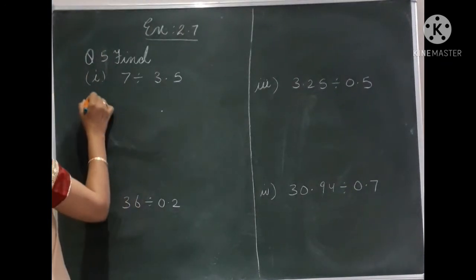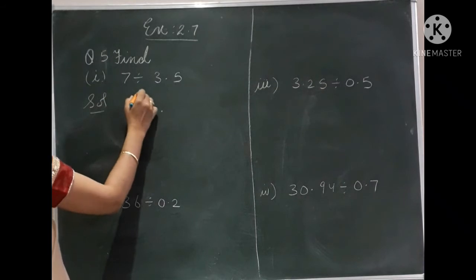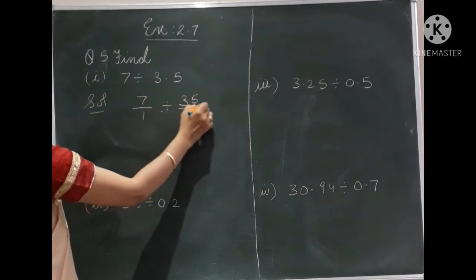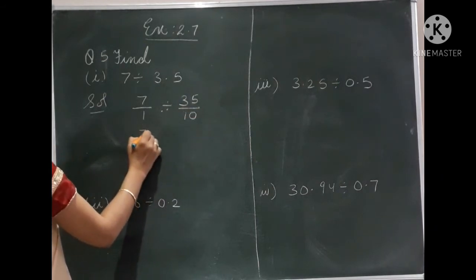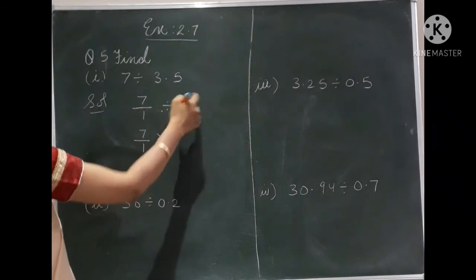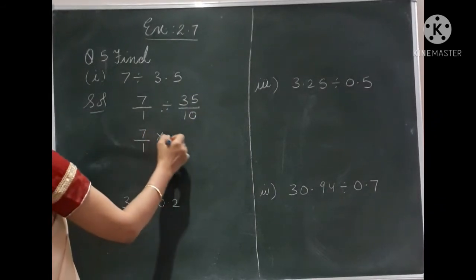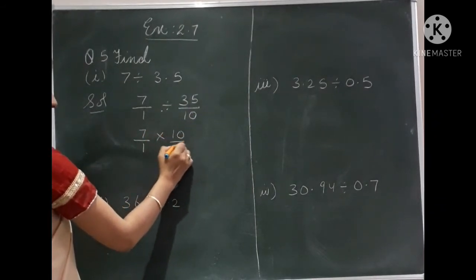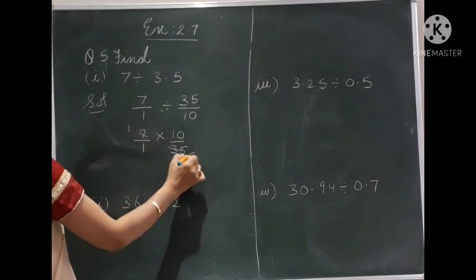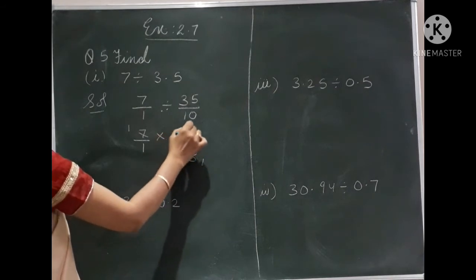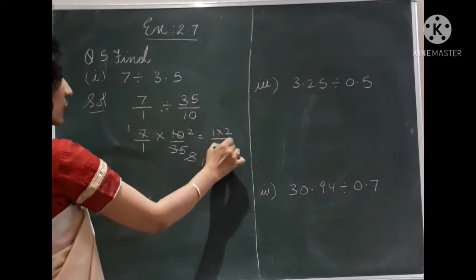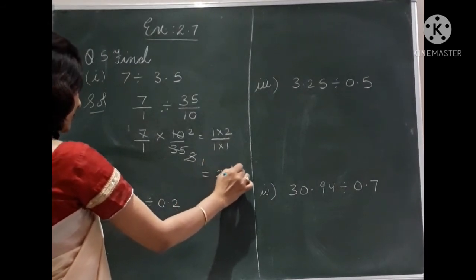Like the first part is 7 divided by 3.5. So 7 you will write as 7 by 1 divided by 3.5 will be written as 35 by 10. 7 by 1 will remain as such. Division sign will change to multiplication and invert the second fraction. 35 by 10 will become 10 upon 35. Now you can cancel. 7 ones are 7, 7 fives are 35, 5 ones are 5, 5 twos are 10. So I am left with 1 into 2 upon 1 into 1, that is equal to 2.